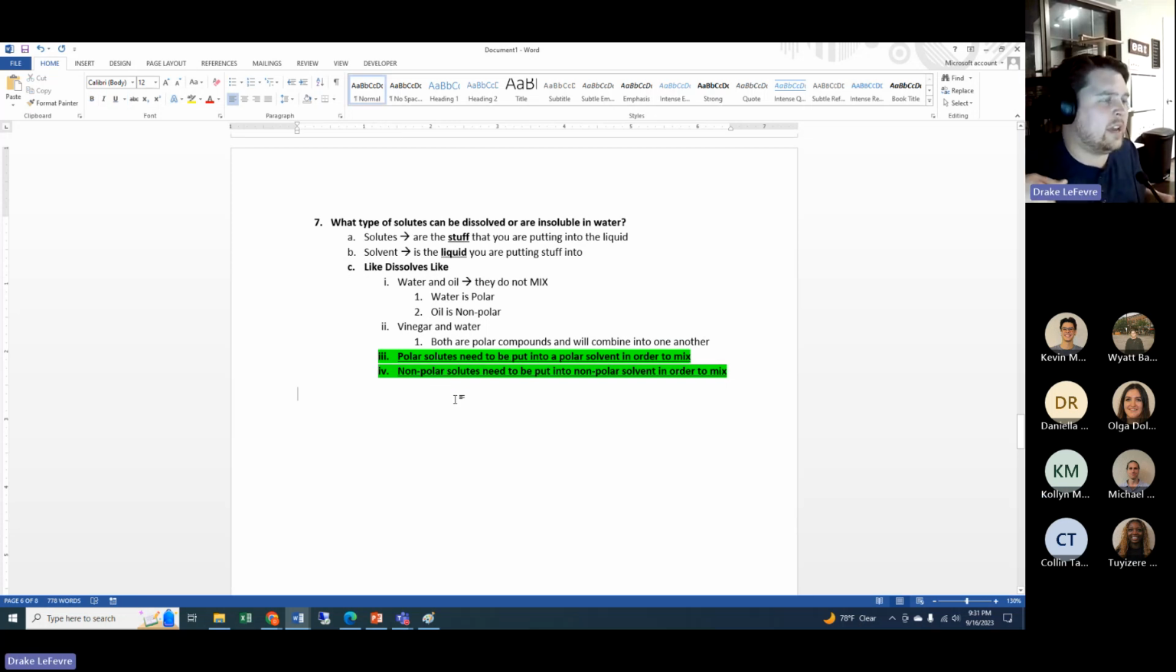And so if you get a question like, will this specific compound dissolve in whatever, you need to look at both of them and say, well, is this solute ionic? Is it polar or is it nonpolar? And then you look at the solvent, the liquid. Is it polar? Is it nonpolar? And then if they match, they'll dissolve into each other. If not, they won't.